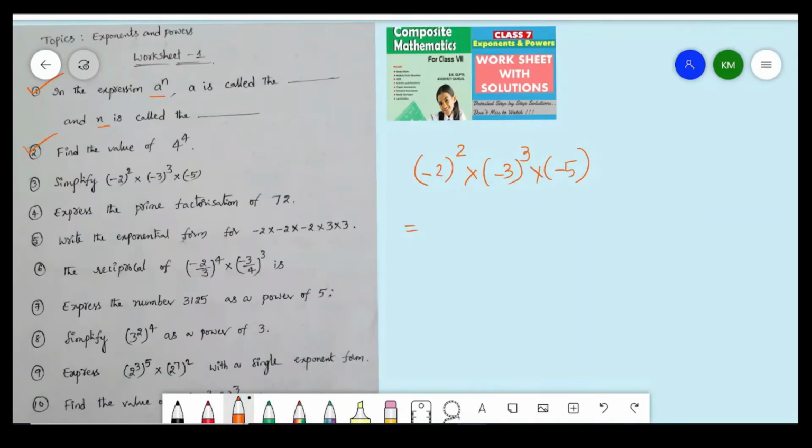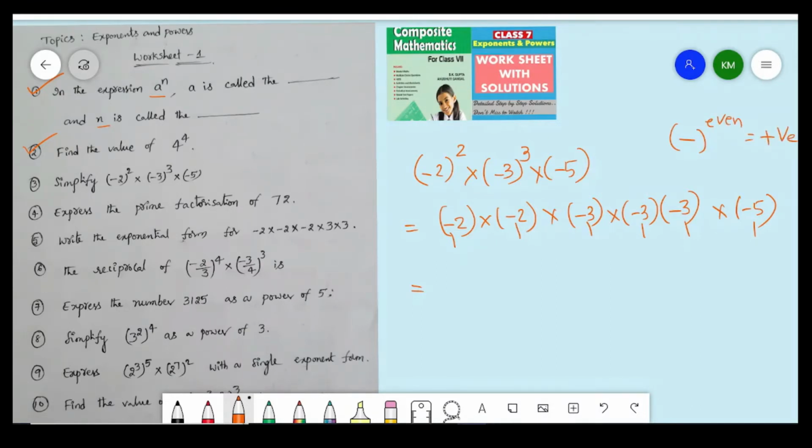See, (minus 2) whole power 2 means minus 2 multiplied 2 times, right? Again minus 3 multiplied 3 times, again minus 5 only one time. So I am just counting how many times this minus sign is repeating. This is 1, 2, 3, 4, 5, 6. 6 times means an even number of times. So there is a rule: minus multiplied an even number of times is always a positive number.